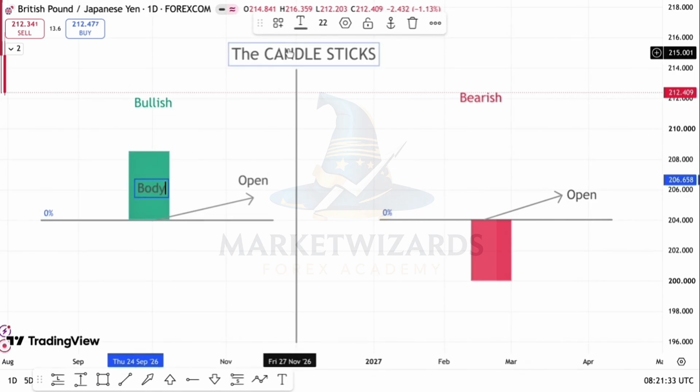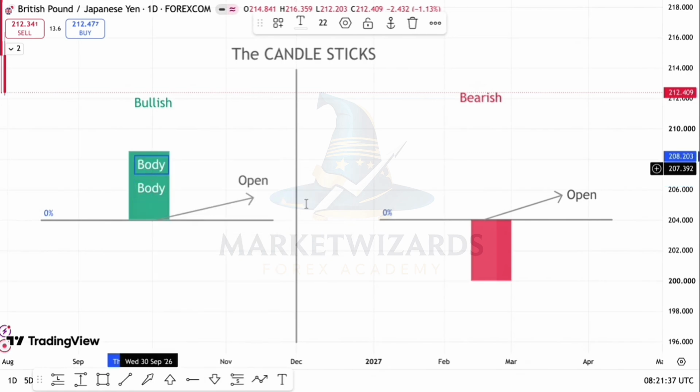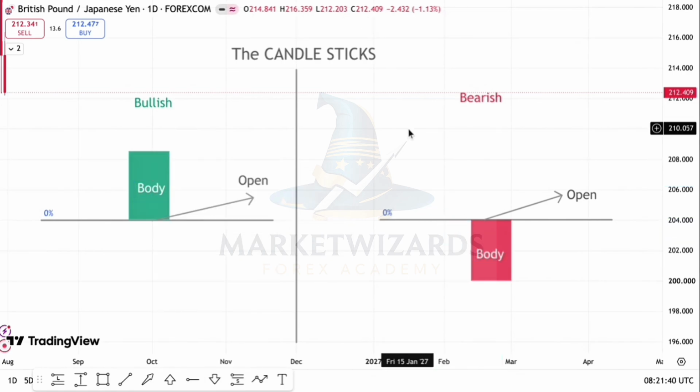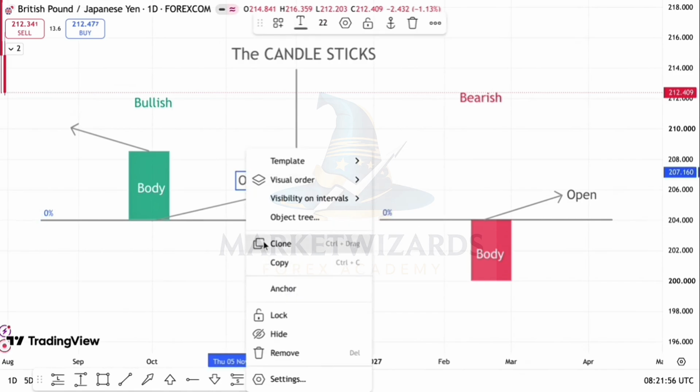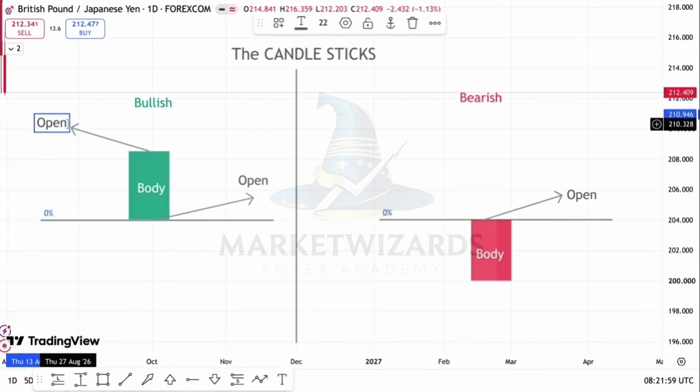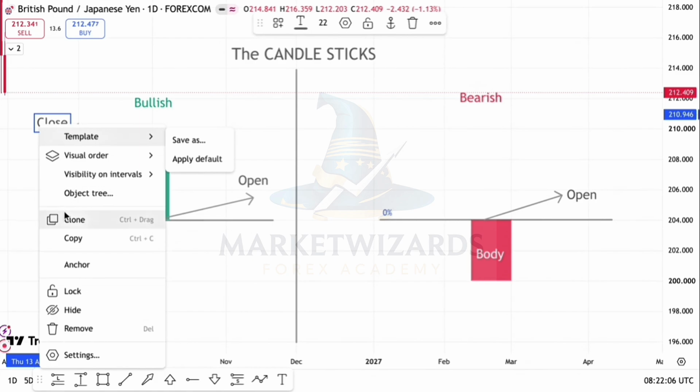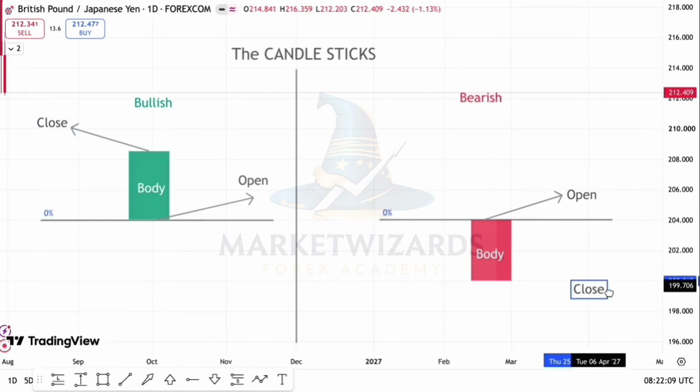You can see how these candlesticks start forming their parts. We get another part called the body on either side. So far we have two parts: the open and the body, either way. Now we're going to get another part called the cross, just right here. Then comes another part which we call the close. Why do we say cross? Because this is where our candlestick ends.